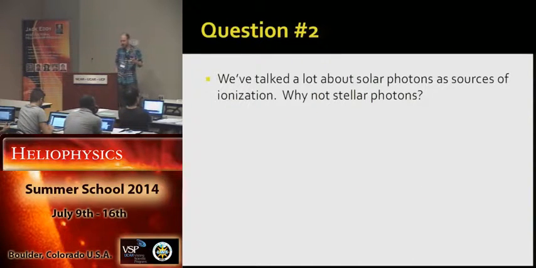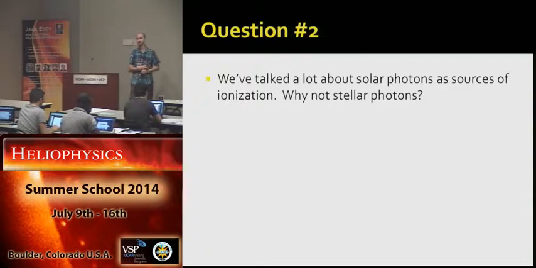Okay, so I always say something about solar photons as a source of ionization, but there are other photons. Why don't we talk about stellar photons as an ionization source? Any ideas? Right, so the first reason is that the stars are much further away than our star, the sun, and so the photon flux is much smaller. But there's also another important reason why stellar ionization typically isn't considered. It has to do with the ionization thresholds that I talked about earlier.